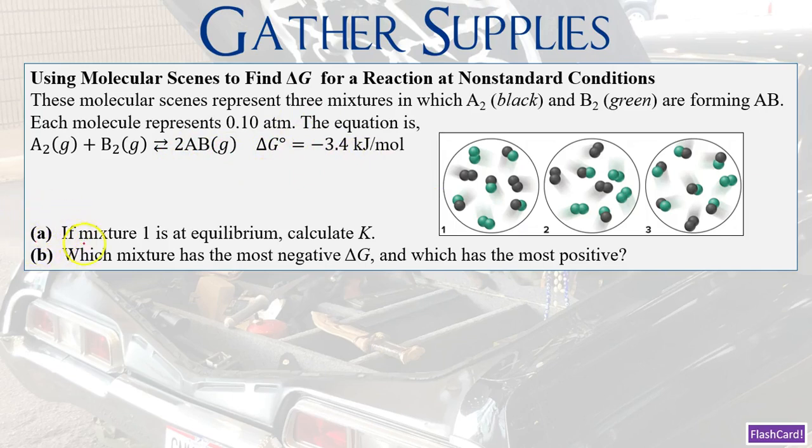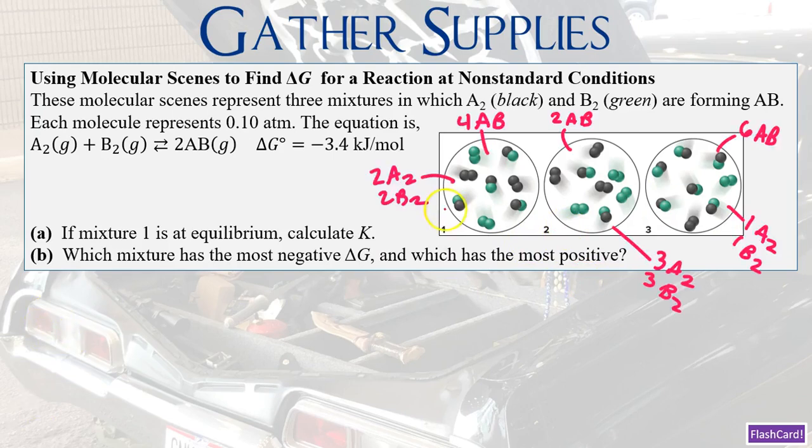For letter A, they said mixture 1 is at equilibrium, calculate K. So we're only going to focus on the molecular scene here. And for letter B, it asks which mixture has the most negative delta G value and which has the most positive. So that means we're going to be focused on 2 and 3, because we already would have our value for number 1. Let's go ahead and start with letter A. But first, I'm going to assess my molecular scene.